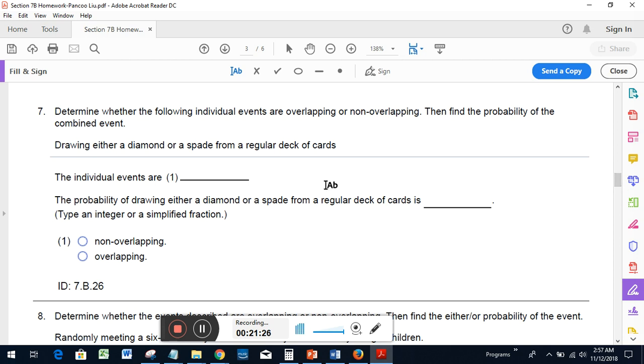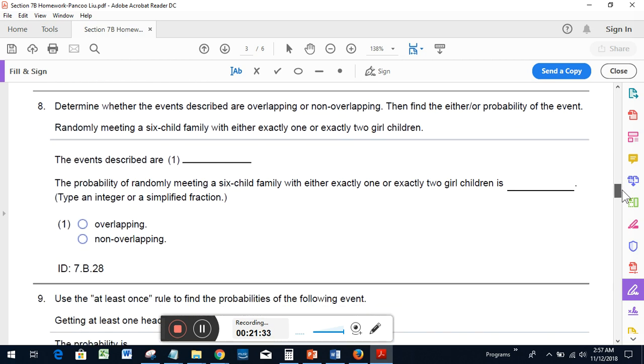Now number 7 is basically similar to number 6. So I'm going to skip that. Okay, let's go and take a look at number 8.